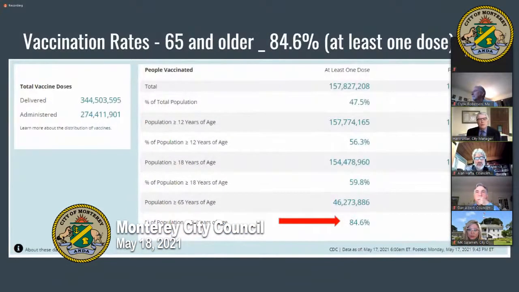Here's another bit of nationwide good news. Vaccination rates for 65 and older is trending towards 85%. Meaning 85% of our population 65 and older have at least one shot in their arms. Fully vaccinated folks 65 and older are almost 73%. And again, this is good news because this population segment was affected the most by the hospitalization and fatality rates.